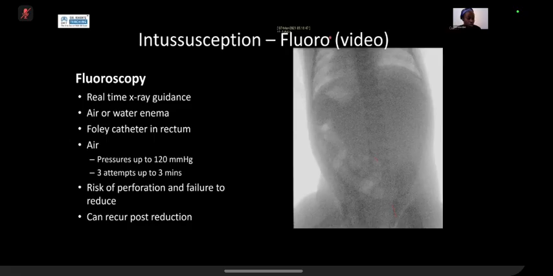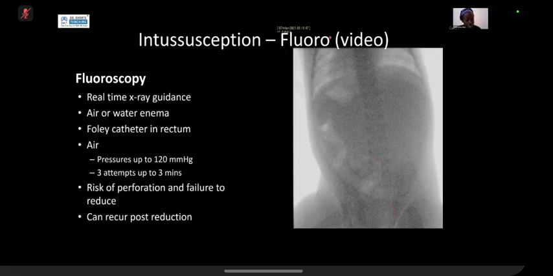And we normally do 3 attempts up to 3 minutes. We're starting with pressures at 80 millimeters of mercury, going up to 100 on the second attempt, and then on the final attempt we'll go up to 120, but some centres do 100, 120 for all 3 attempts, so it depends on what you do in your local practice. If I'm getting close and I'm on my 3rd attempt and it's coming to 3 minutes, I may go for a little bit longer, but generally 3 attempts up to 3 minutes is what is recommended.